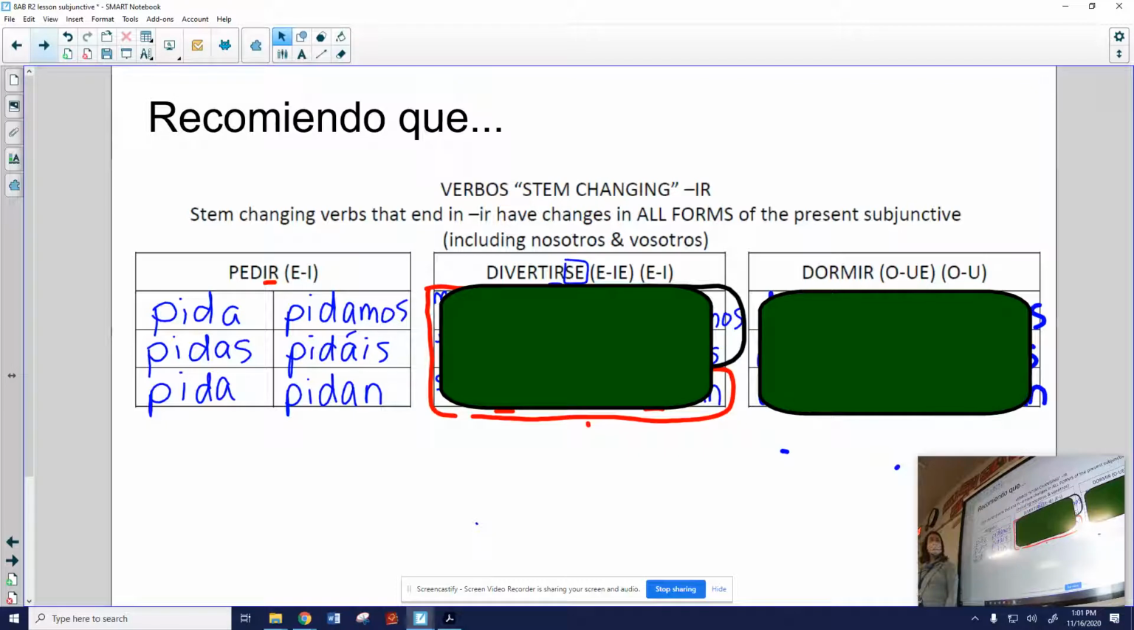Divertirse means to have fun. It's a reflexive verb. So remember, with a reflexive verb, the se moves to the front. We change it to me, te, se, nos, os, se. And then we conjugate the rest of the verb.